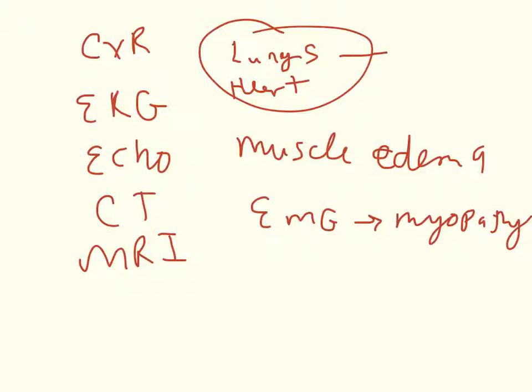And after the muscle biopsy, we also do an autoimmune panel. The autoimmune panel had a titer of 1 to 80, which is high, but not extremely high.